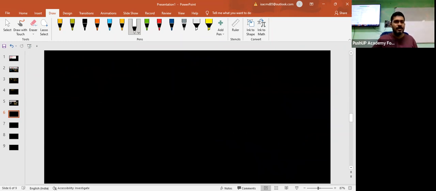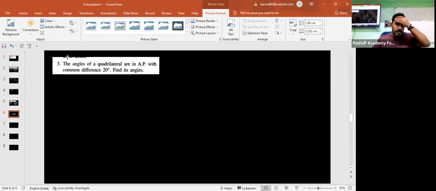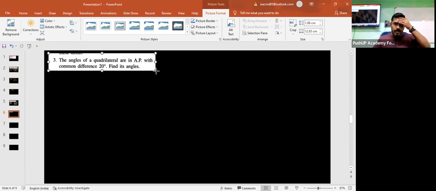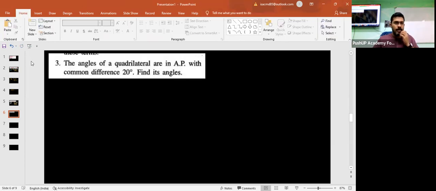Okay, let's solve the next sum. So I did the sum and I got the value of A first, and then for the D part, it was the sum of the squares. So there I substituted the value of A and then I found it. And that is how you have to do it.